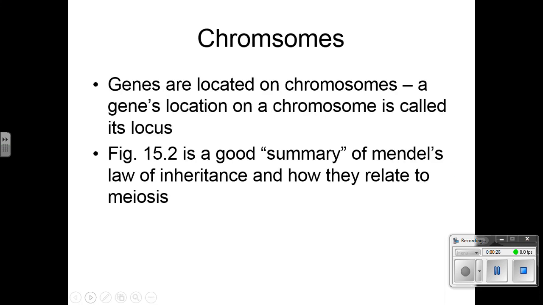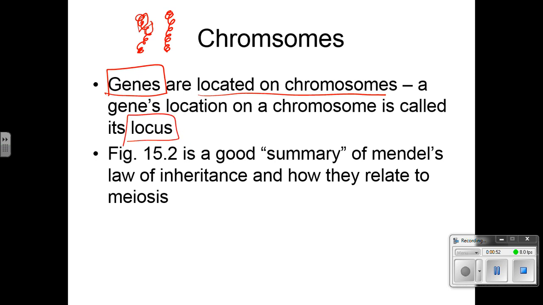Okay, remember that genes, which are just sequences of DNA, are located on chromosomes. So here's a chromosome. Here's a complementary and homologous chromosome, one from mom, one from dad. And genes are just all over those chromosomes. Matter of fact, there are lots of genes on individual chromosomes. The locus is the location of where the gene is located on a chromosome.